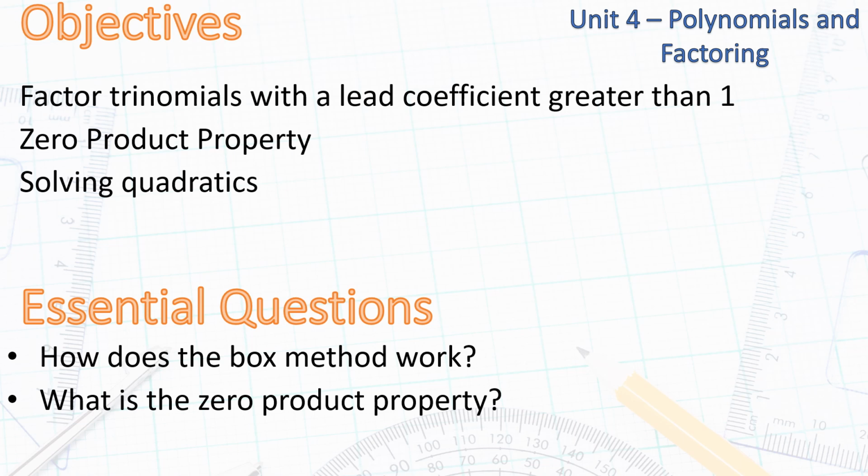We're still on the recap from Algebra 1A. We're going to factor trinomials with lead coefficient greater than 1, and we're going to look at solving, which means we're going to be diving into the zero product property, which we'll use to solve some quadratics. Essential questions for today: how does the box method work, and what is the zero product property?